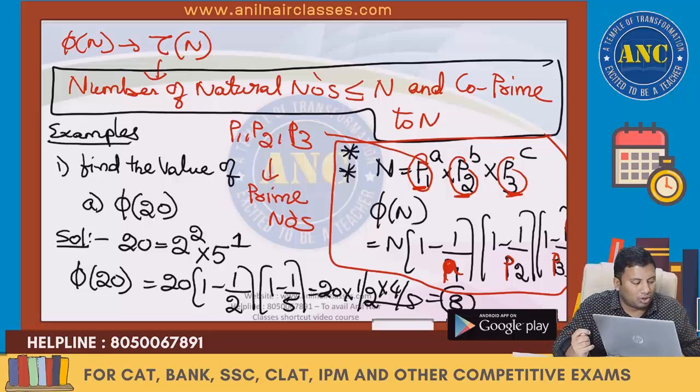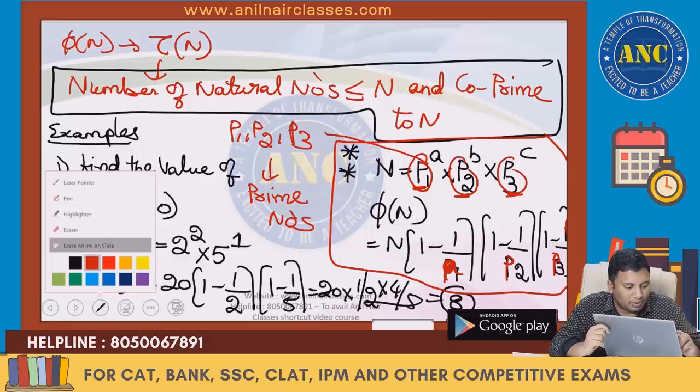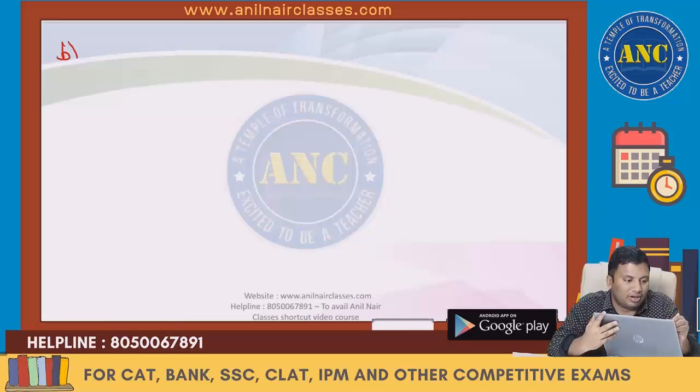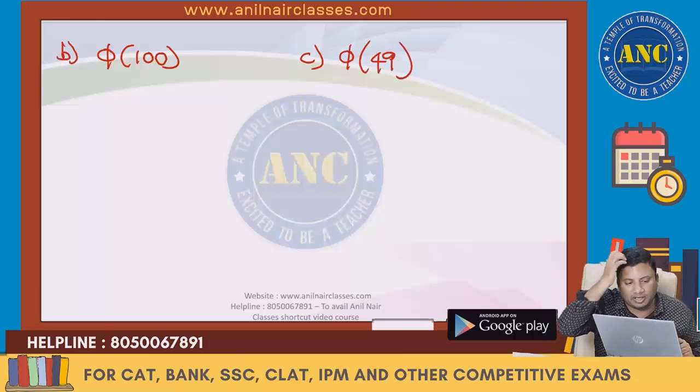We will do one more question, then we will see the proof. In fact, we will do 2 questions, then we will see the proof. Next, 2 examples. Find the value of, I will tell you why I am doing these 2 questions. Once the problem starts, then you will understand. The quotient of 100 and 49. One is a non-perfect square, another is a perfect square.